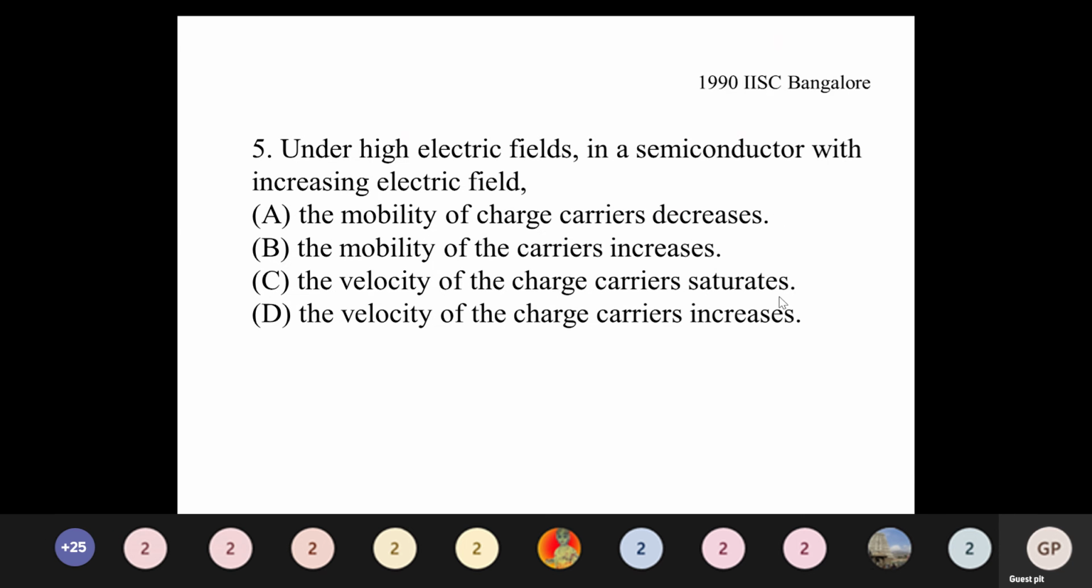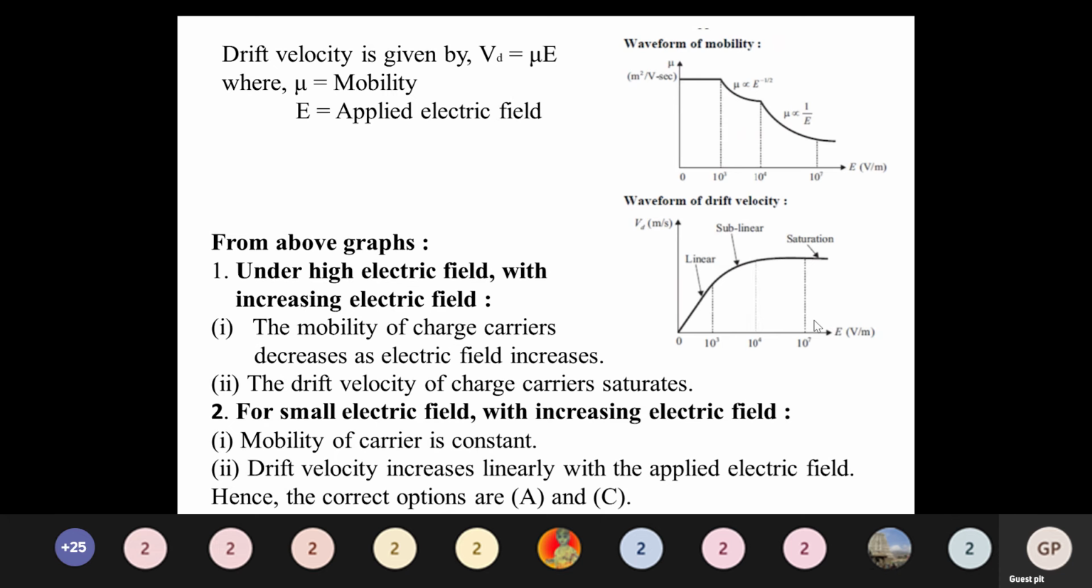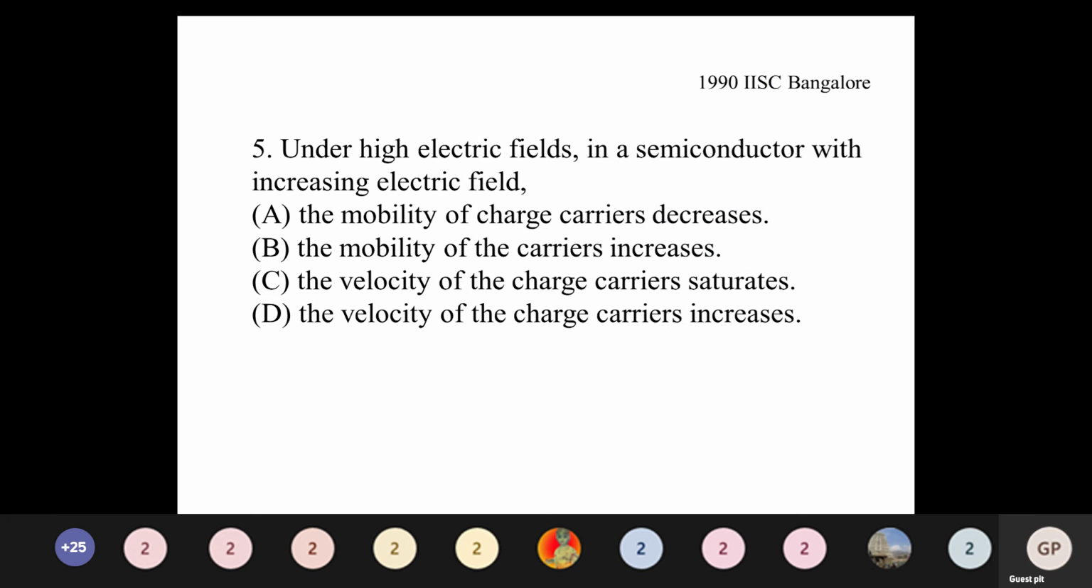Another case is also there. What about the velocity, the drift velocity case? That is the second graph. In the second graph, under high electric field, as the electric field increases, what happens to the drift velocity? At high electric field, it becomes constant, it is making a saturation. So the answer is C: the velocity of a charge carrier saturates. So options A and C both are correct. Okay, so this concept is now clear.